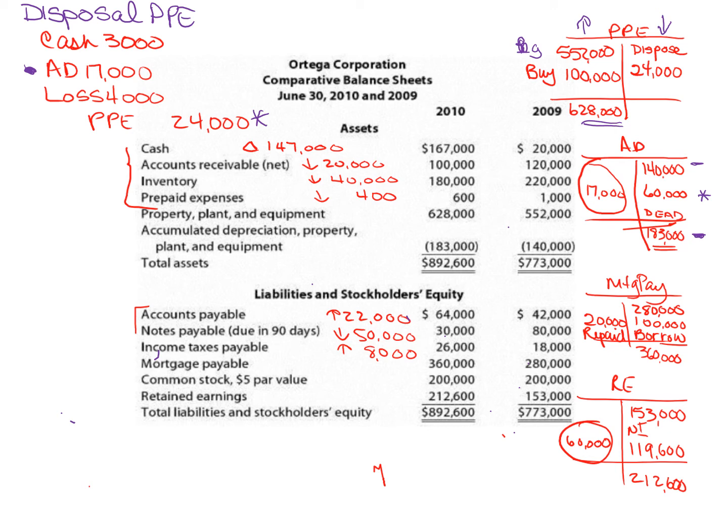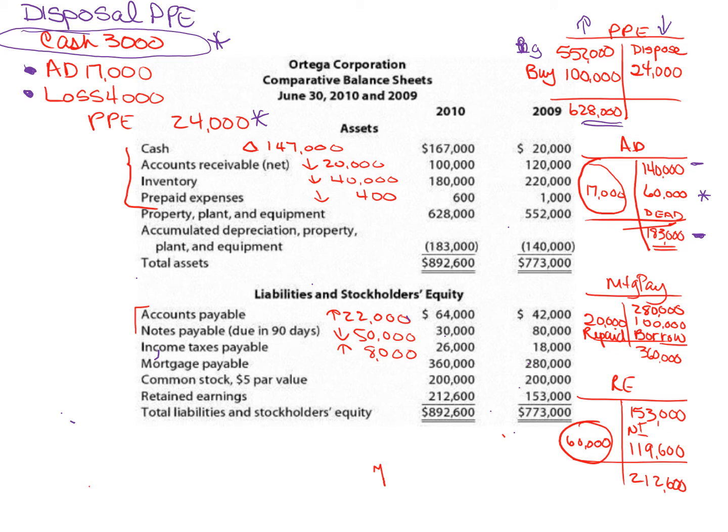So what I'm interested in is how much cash did I receive when I sold that property, plant, and equipment. Well, the income statement also told me that I had a loss on the sale of $4,000. So the amount of cash that's going to show up on the cash flow statement from the disposal of property, plant, and equipment is the difference, or $3,000. So that's an important thing.